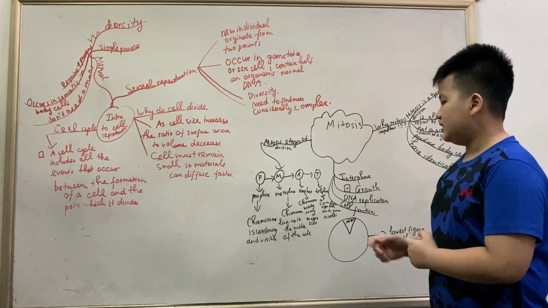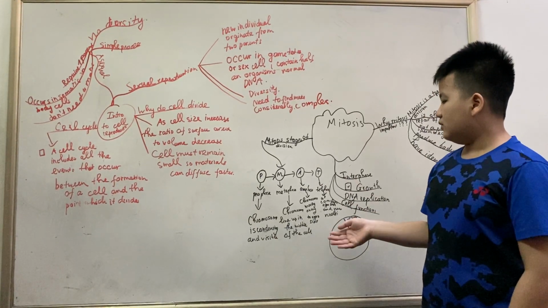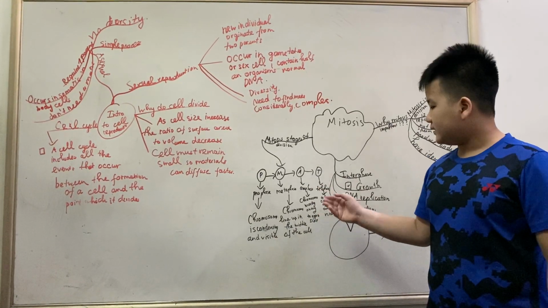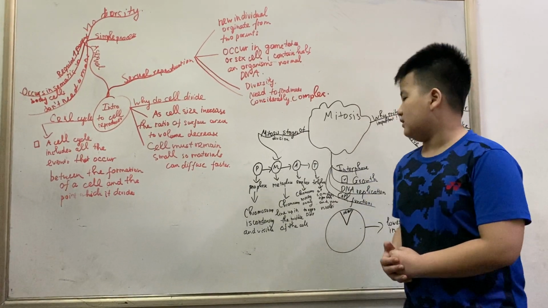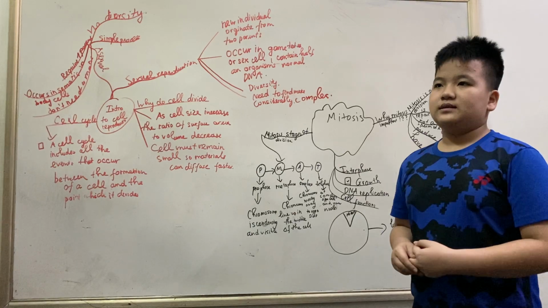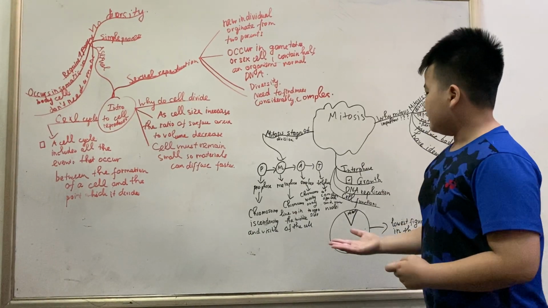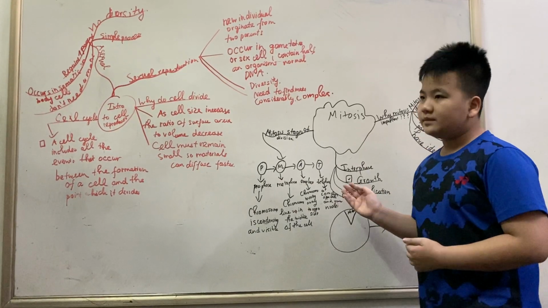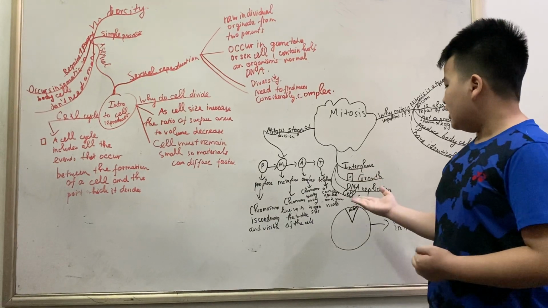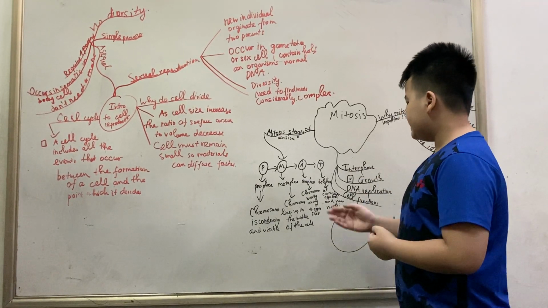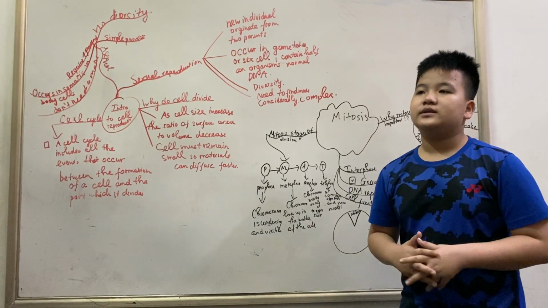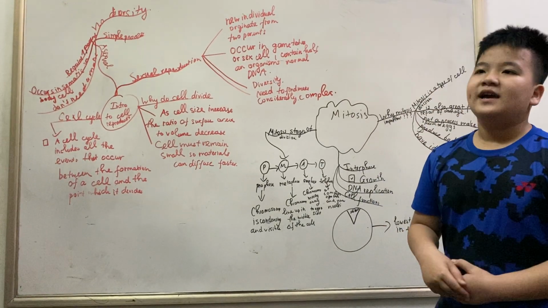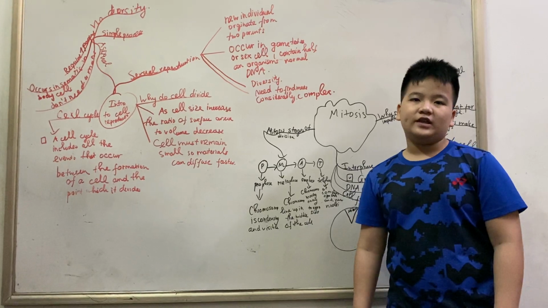The next stage is anaphase. At this stage, the chromosomes are moving away to the opposite sides of the cell. Next, the last stage is telophase. When it comes to this stage, the chromosomes are at completely opposite ends, and the new nuclei start to make new cells. And that's all of my presentation. Thank you for listening.